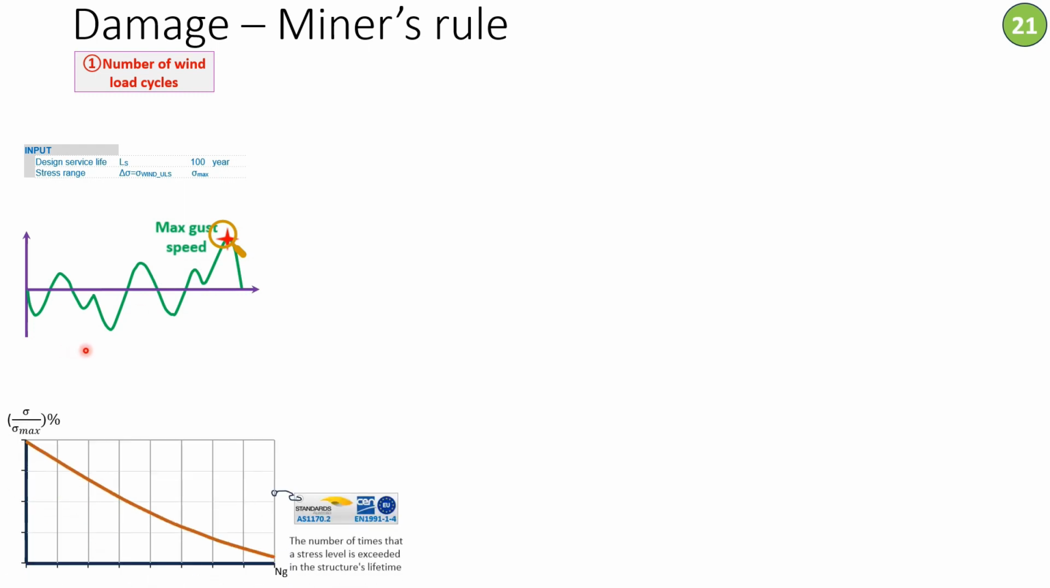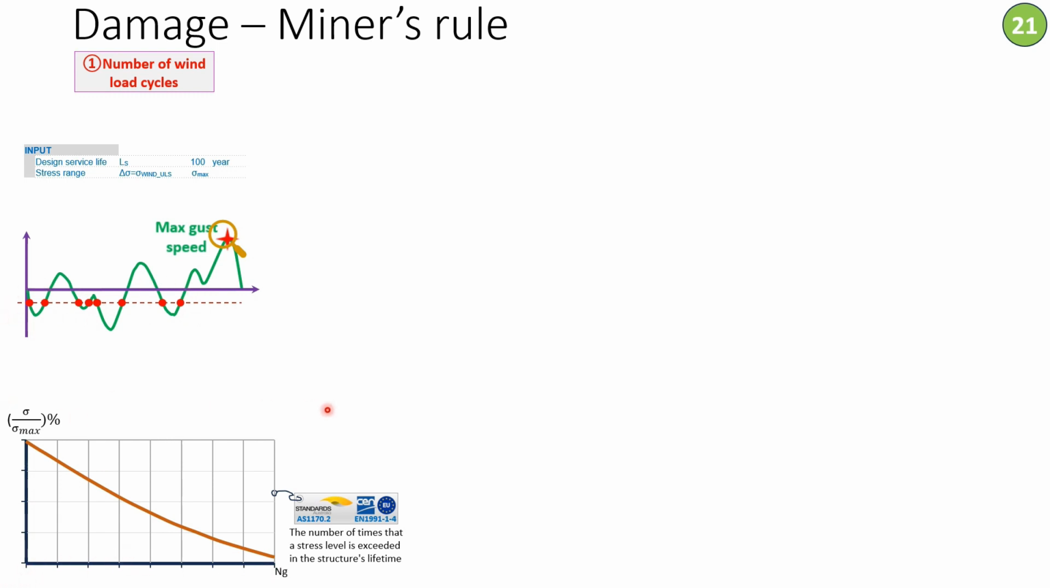From there, the Australian code and Eurocode came up with this graph. They represented the different stress levels as a percentage of the maximum wind-induced stress coming from the maximum gust pressure on the vertical axis. On the horizontal axis is the number of times that stress level is exceeded in the structure's life. To give a bit more clarity, if you have a stress level at a certain point on the vertical axis, the number of times that this stress level is exceeded is represented by these red dots, which are plotted on the horizontal axis.